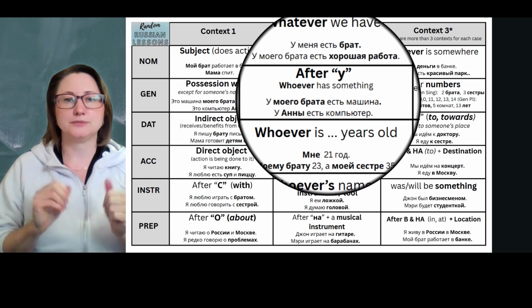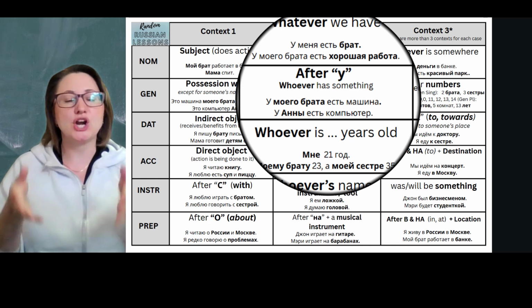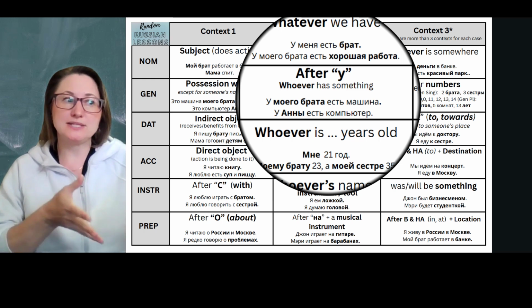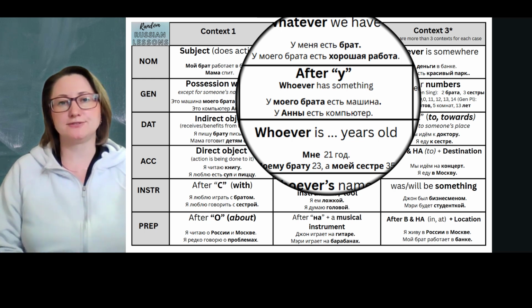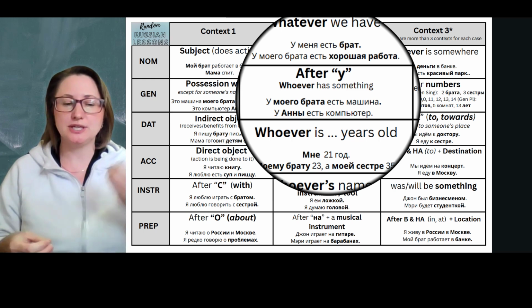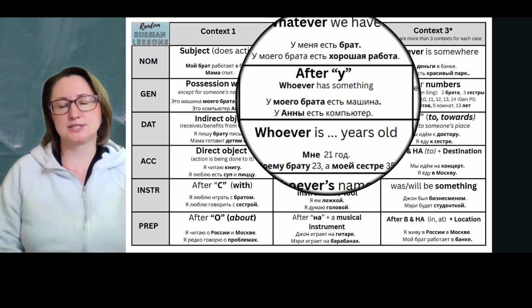What you have, or who you have, let's say brother or sister, are the subject of a sentence, and whoever has something is basically this u plus genitive structure. So у моего брата есть машина, my brother has a car. Who has the car? My brother. For this specific context, it's genitive.